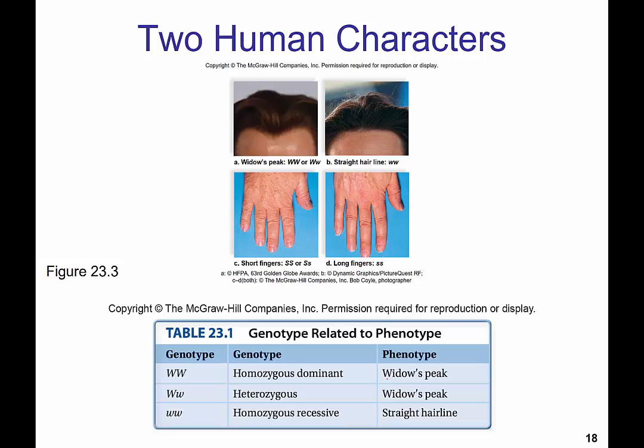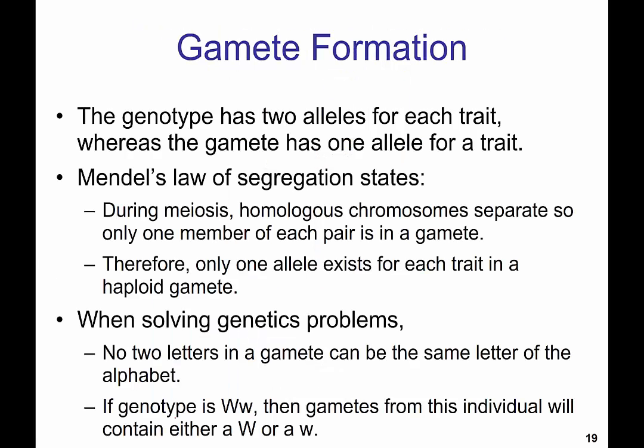So the only way in these simple genetics problems to have a recessive trait, which is the straight hairline here, is to have the homozygous recessive genotype. That's little w, little w, so two recessive alleles. The genotype has two alleles for each trait, whereas a gamete has one allele for each trait. This is looking at that concept again of diploid versus haploid whenever we looked at cell division.